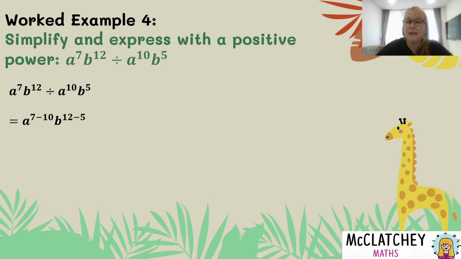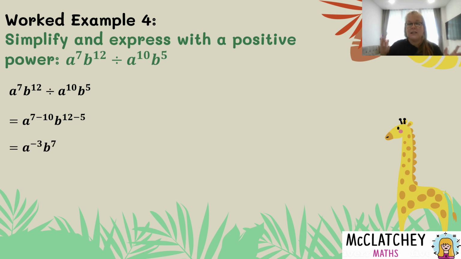7 take away 10 is negative 3. Now this is where you've got to be really careful, because a lot of people forget that they're dealing with negative numbers and they accidentally switch things around in their head and do 10 take away 7 by accident. So use your calculator if you're not sure. 7 take away 10 is negative 3, 12 take away 5 is positive 7.